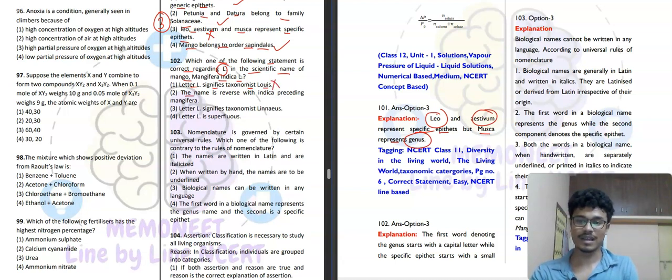The next one is the name is reversed with indica preceding Mangifera. This is also not correct. The next one is letter L signifies taxonomist Linnaeus. Yes, it is absolutely correct. Taxonomist Linnaeus, letter L. And the last one is saying that letter L is superfluous. It is also not correct. So here the third option will be our correct answer for this question.